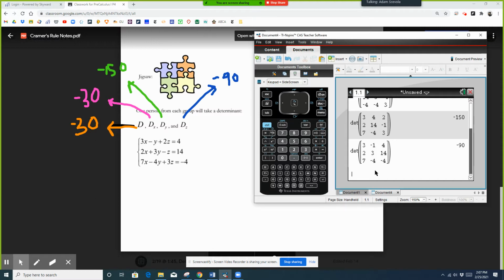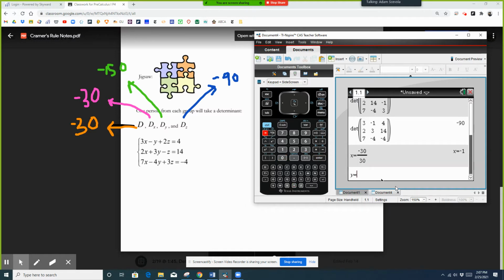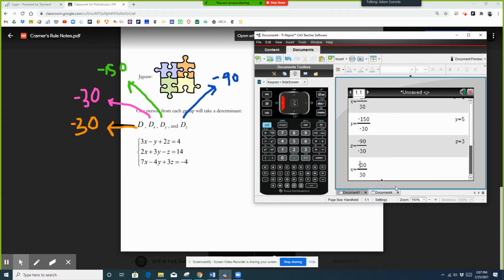All right, so now, to find x is dx over d. So x will be negative 1. Y is dy over d. Y is 5. And z is dz over d. Negative 90 over negative 30. All right, so I think I typed this in wrong here too. So my bad. It should be dx over d. So that would be negative 30 over negative 30. All right, so x is 1, y is 5, and z is 3.